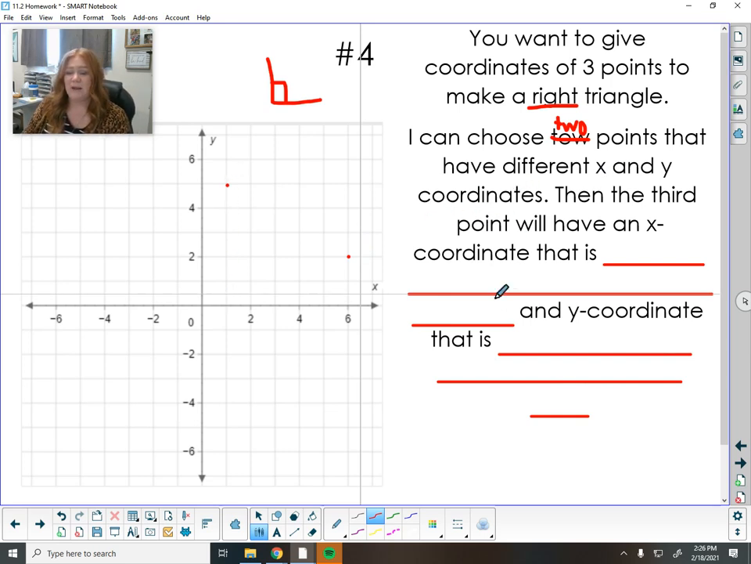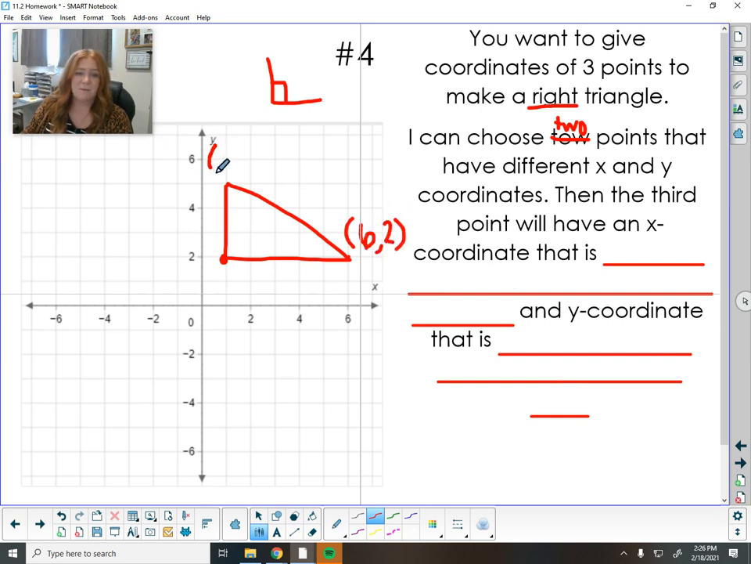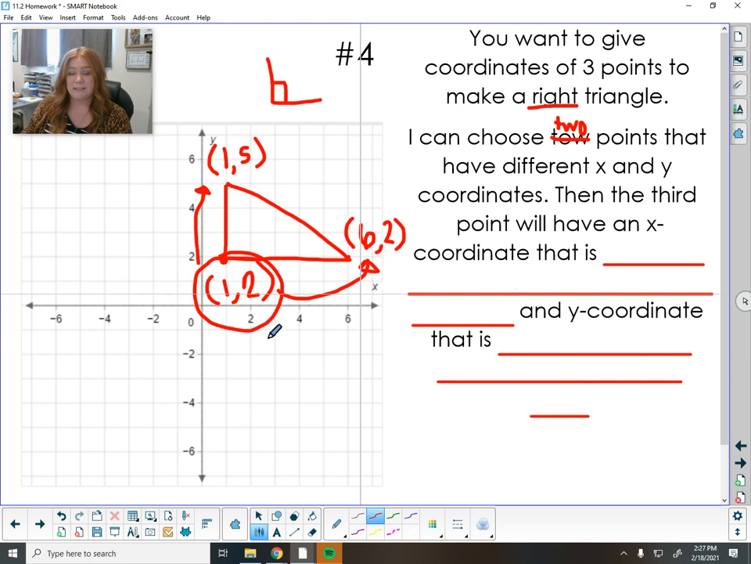Then we need to find a third point and figure out where it is going to be compared to these. Remember, we want to make that right angle. That means these lines need to come straight out to make that triangle. So here, let's write down our points. This one was over 6 up 2. Here we have over 1 up 5. And then here we have over 1 up 2. So what do you notice about this last point compared to the first point and the second point?